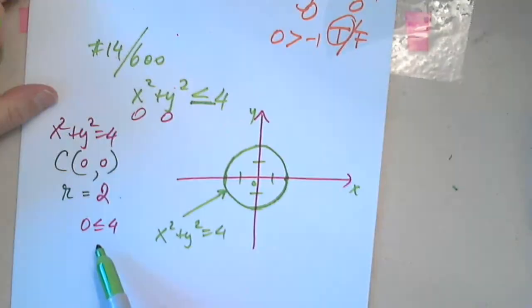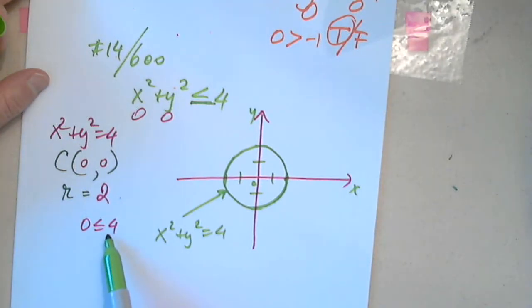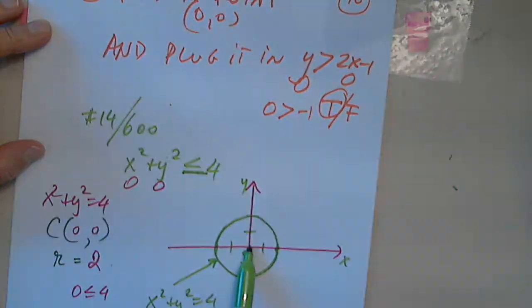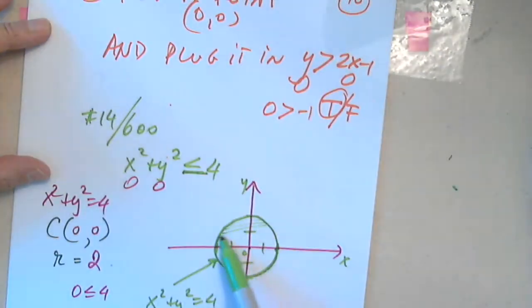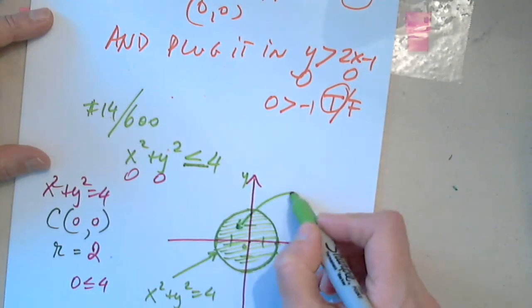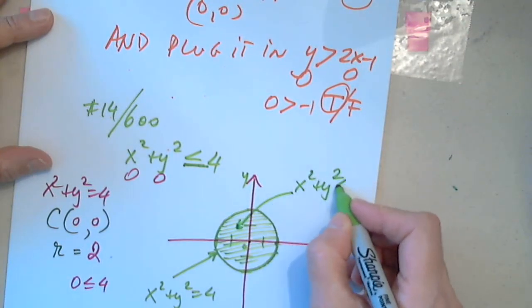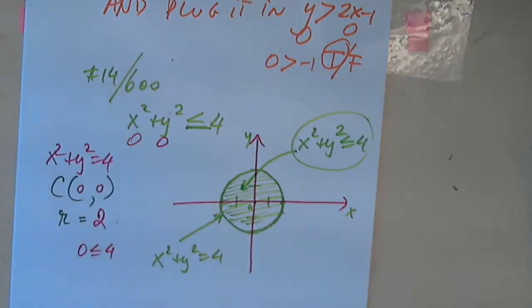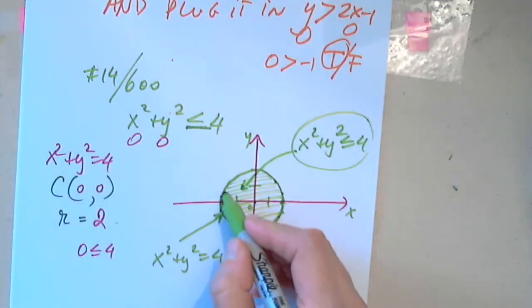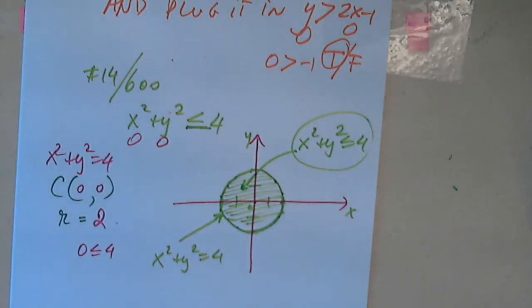Is it true or is it false? False. Oh, 0 is less than or equal to 4, correct? So we plugged in 0, 0, checking with the origin. That's okay. This inside is x squared plus y squared less than or equal to 4. All the inside, including points on the circumference of the circle. So now we have the prep we need to look at systems.